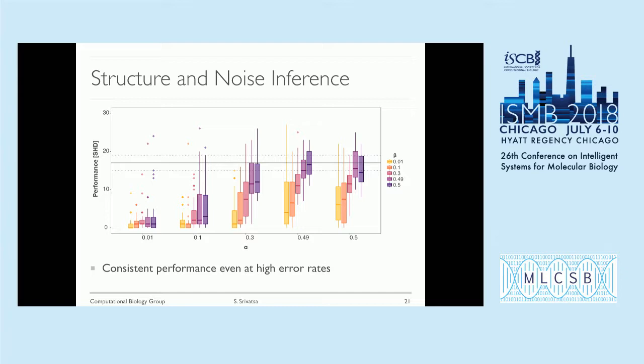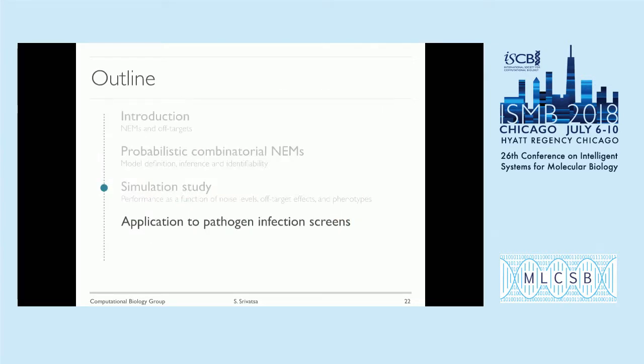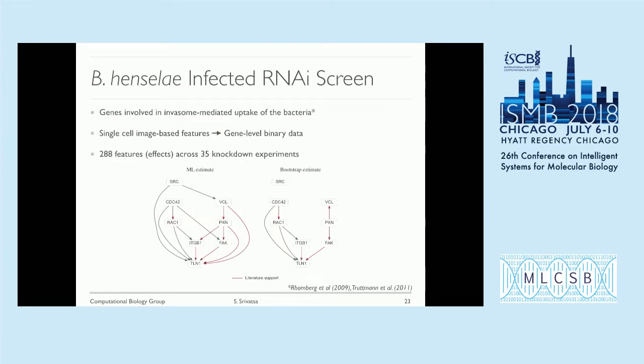Now, this is important because we observe such noise levels in our real data. So that brings us to our application. We applied PCNEM to Bartonella henselae infected RNAi screens. Bartonella henselae is the causative agent of cat scratch disease.